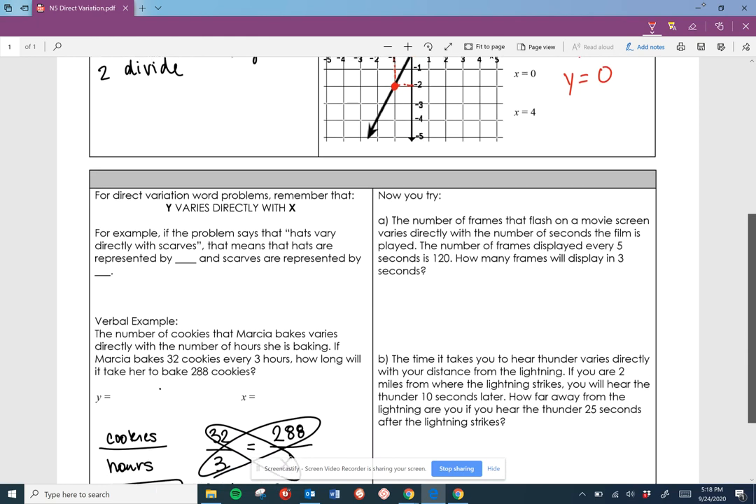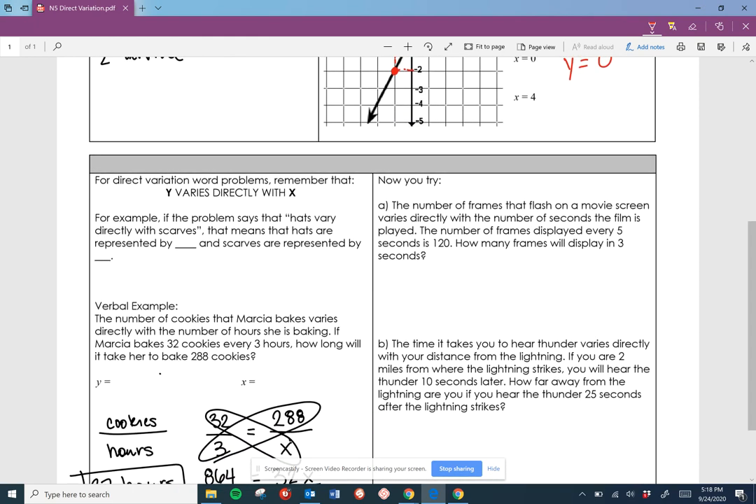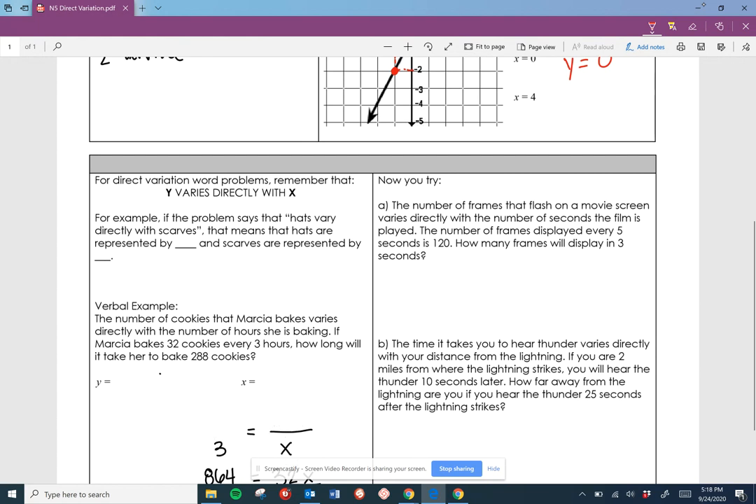So we are going to now look at some word problem examples, okay? And so at the top right there, it says for direct variation word problems, remember that y varies directly with x. So what that means is when you're reading it and it says something varies directly, whatever comes first is the y. So for example, if the problem says that hats vary directly with scarves, that means that hats would be the y value and scarves would be the x value. So we would set that up hats over scarves.